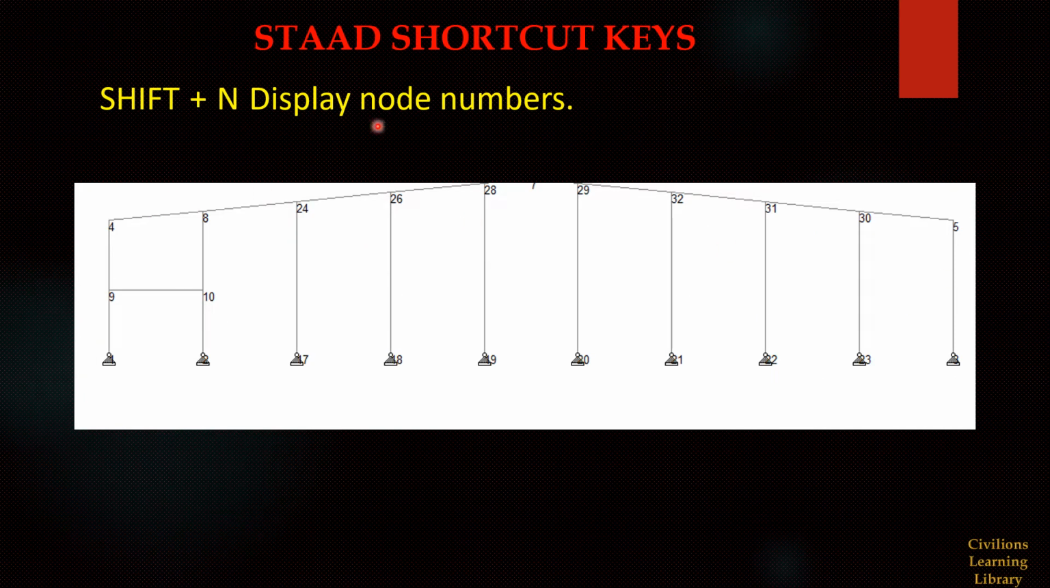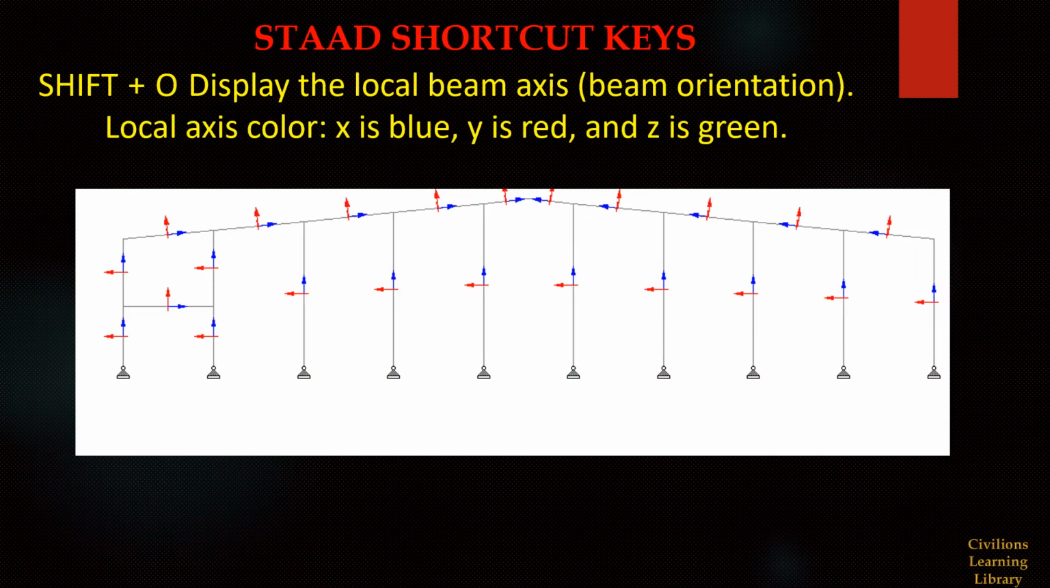And Shift plus N displays the node numbers. Here you can see the node numbers are displayed. If you press again, it will disappear.